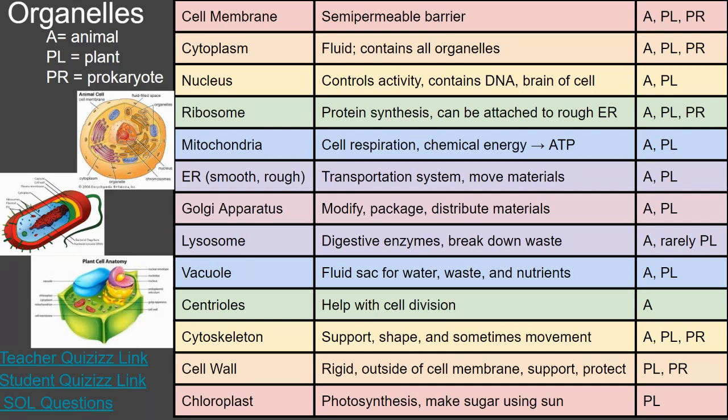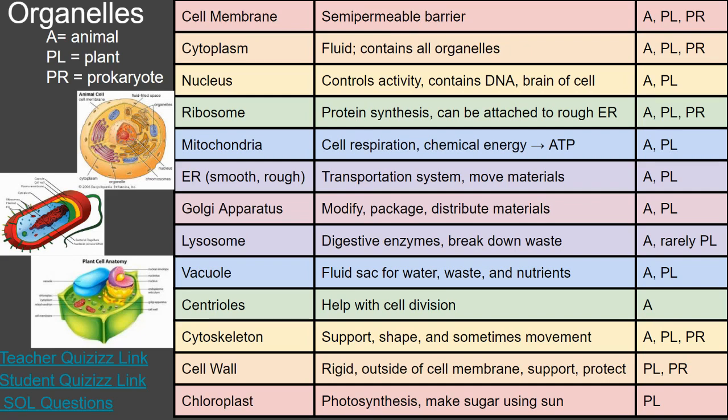That's really important because proteins are used in all different parts of our cells, especially those enzymes that speed up reactions. The ribosome is where those get made. Now, ribosomes can be free-floating in the cytoplasm, and in plant or animal cells, they could actually be attached to the rough endoplasmic reticulum, or ER.